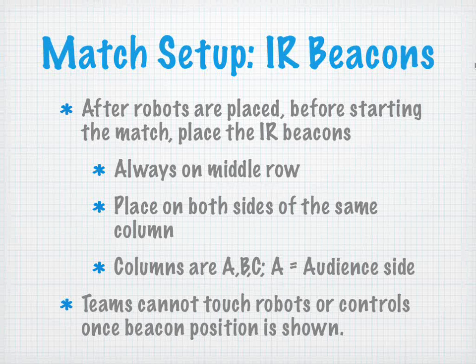So in that photo I showed you a few minutes ago, that was the side that was closest to us. And so that's A, the middle one's B, and then the one that's typically closest to where the FTA is sitting is C. But just remember A is for audience. And so you place those columns, and once that's been revealed, either by you placing the column or by the FTA or scorekeeper shouting it across the room, the teams are not allowed to touch their robots or the controls. And if they break that, we've got a rule for it. We'll talk about that in a minute.